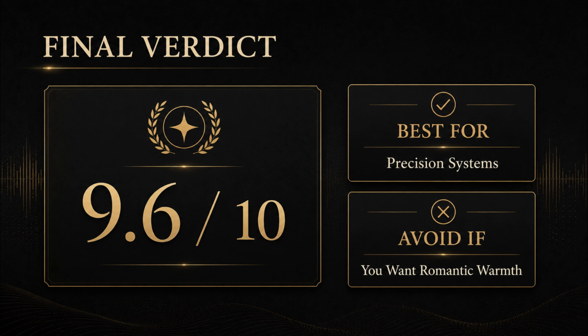The Weiss DAC502-MK2 is not the DAC for everyone. It is the DAC for the listener who wants command. That is the Sonic Core audio verdict on the Weiss DAC502-MK2.